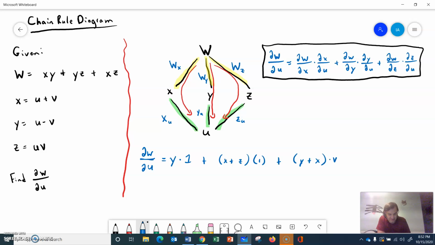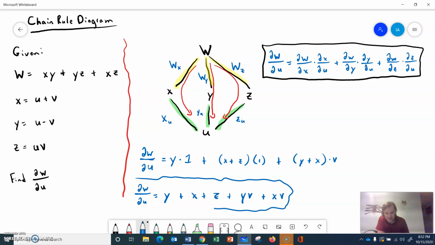So let's clean up a little bit. It's not super necessary, but we get y plus x plus z plus yv plus xv. And once again, we talked about if we had something to plug in. If we were just given a u and a v, we could plug those in, but we might also have to come back and use those in the parametric formulas to calculate x, y, and z to plug in. But we have all the information that if we're given something, we can come back and calculate all the necessary parts.